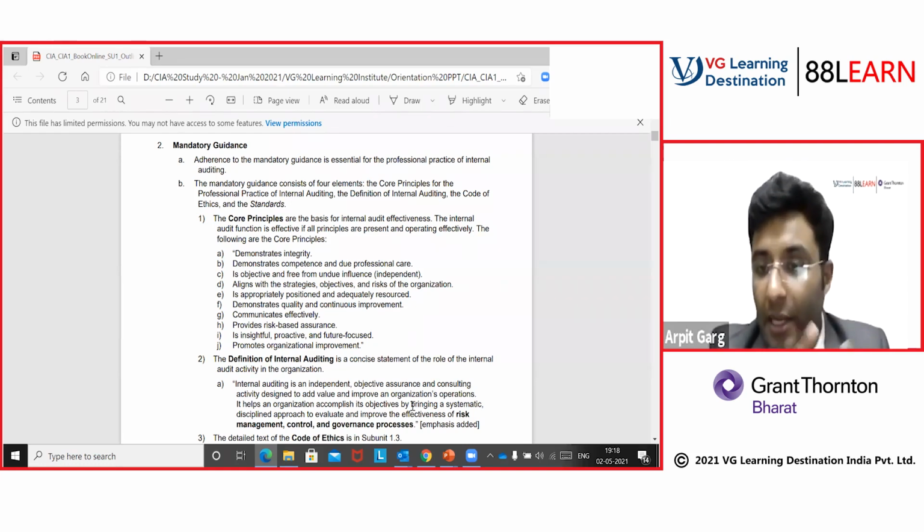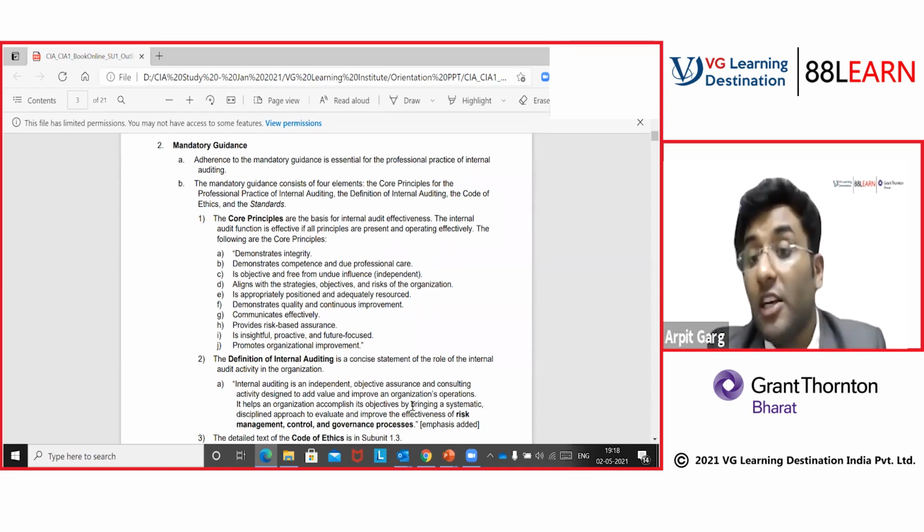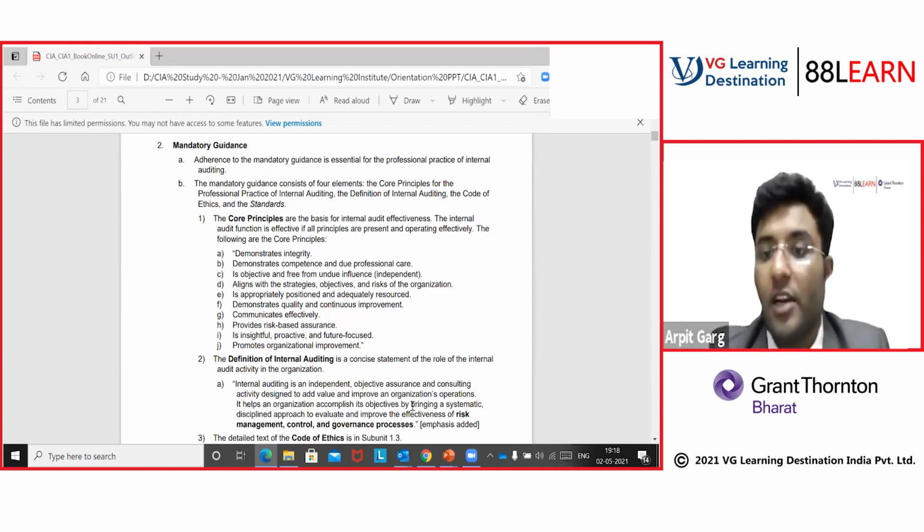Okay. So independent, objective assurance and consulting activity designed to add value and improve an organization's operations. It helps an organization accomplish its objectives by bringing a systematic, disciplined approach to evaluate and improve the effectiveness of risk management, control, and governance processes.